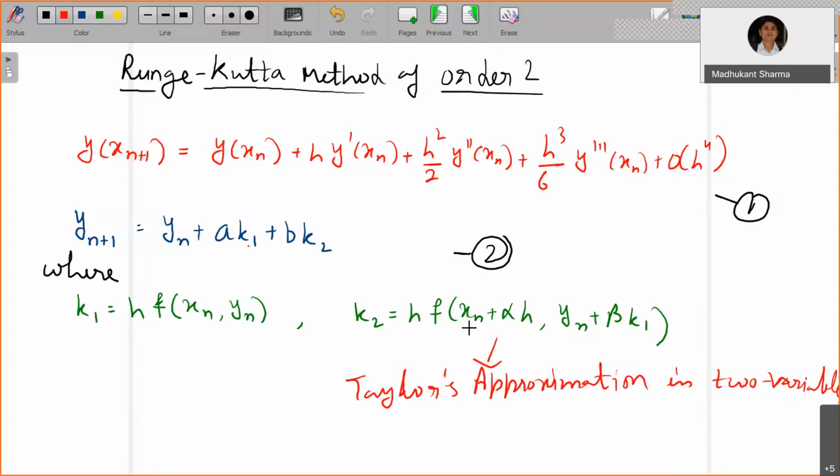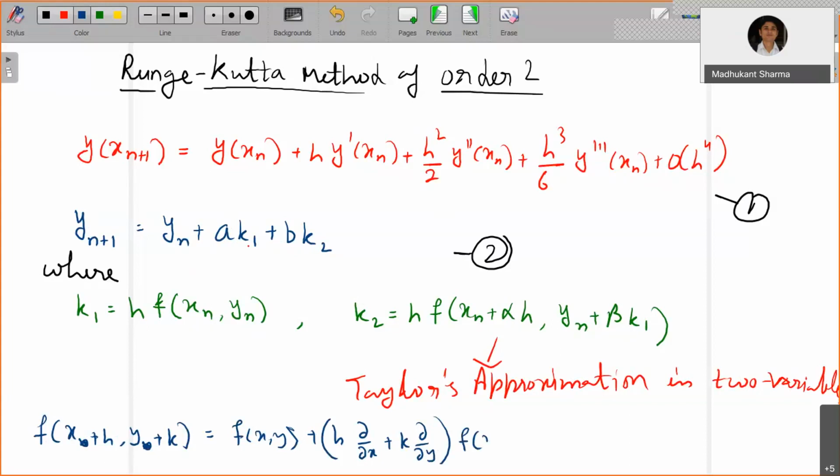Okay, so now we are going to look at this. If you recall, the Taylor's approximation in two variables is f of x plus h comma y plus k is equal to f of x, y plus h times ∂/∂x plus k times ∂/∂y, f at x comma y, plus 1 by 2 factorial h times ∂/∂x plus k times ∂/∂y whole squared f at x comma y, plus and so on.